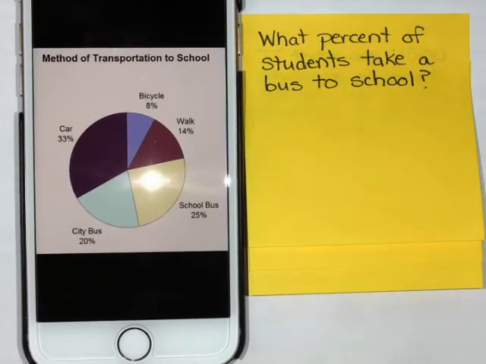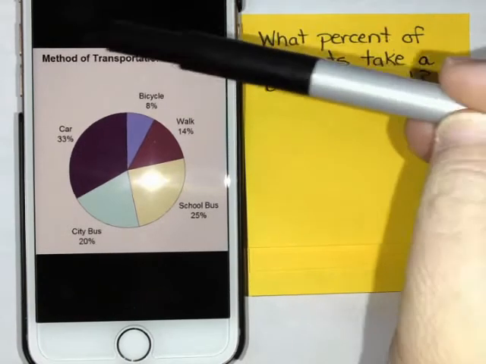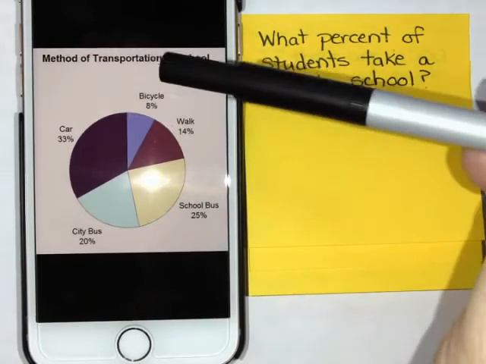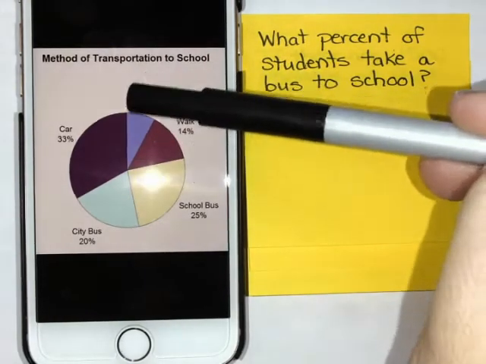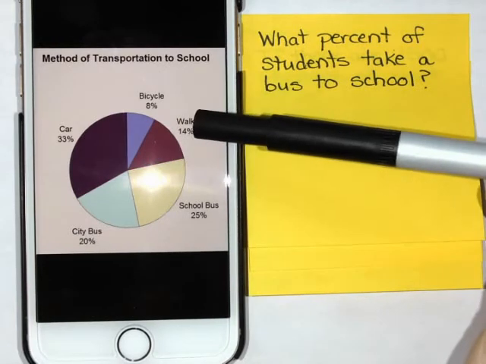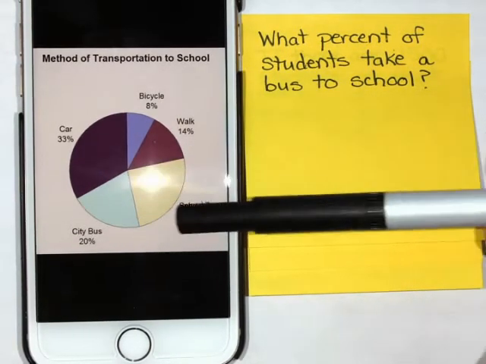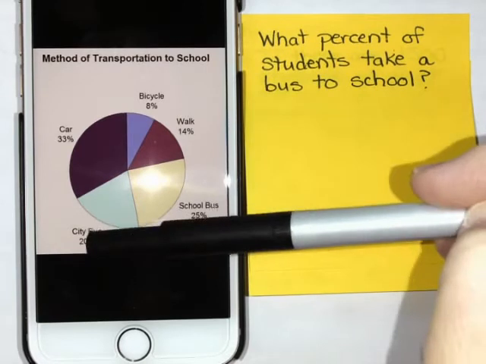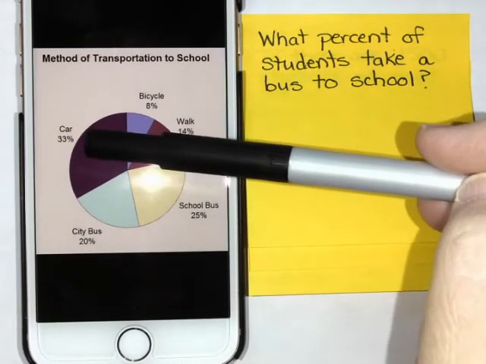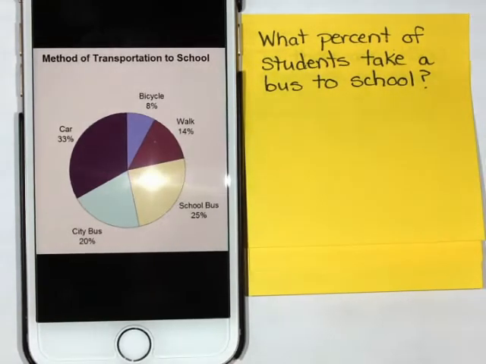Reading pie graphs. So our graph here says method of transportation to school, and it has 5 different segments. It says 8% of students ride their bicycle, 14% of students walk, 25% of students take the school bus, 20% of students take the city bus, and 33% of students are driven in a car.